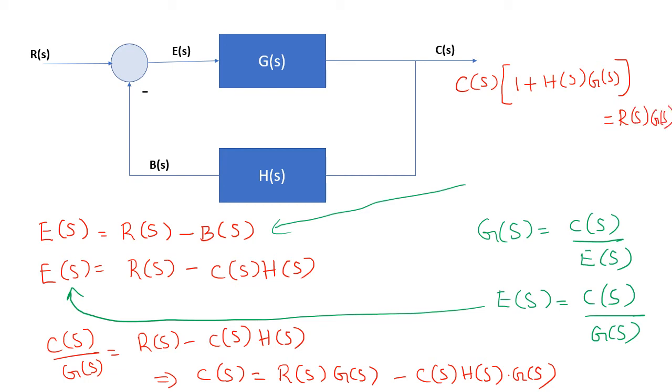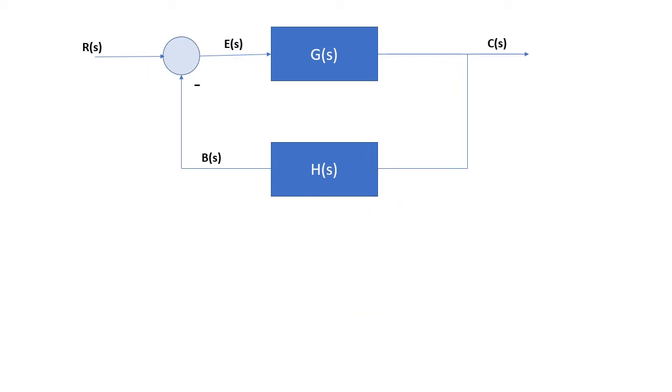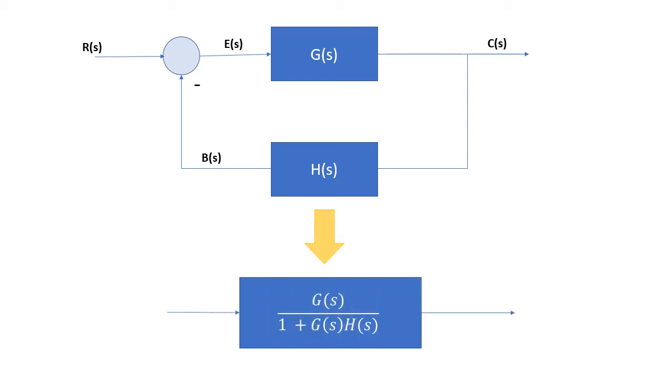G of S. So the output C of S by R of S, we can write as G of S divided by 1 plus G of S into H of S. So the entire canonical form of feedback system, we can write in a simple one block representation, which has a transfer function G of S by 1 plus G of S into H of S. So we have obtained a single transfer function for our canonical form of feedback system, which is of the form G of S by 1 plus G of S into H of S.